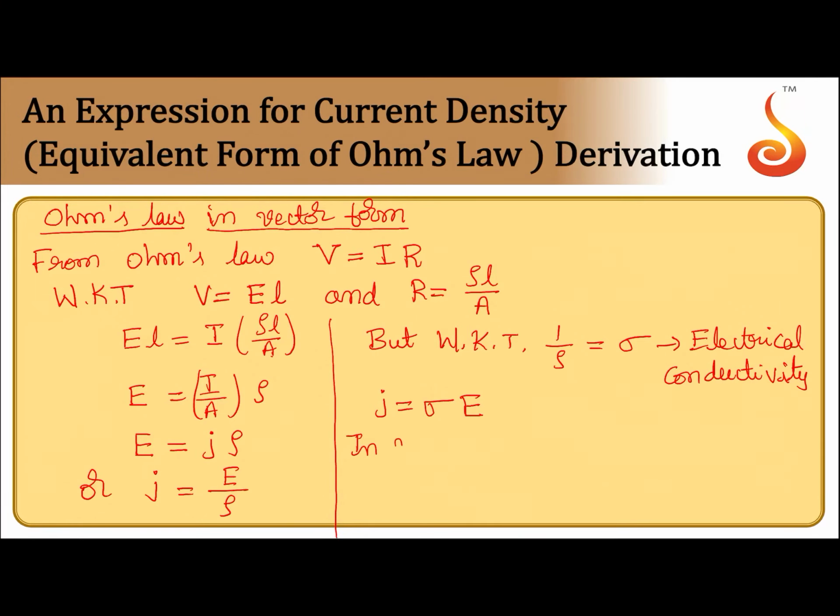So in vector form, one can write it as J is equal to sigma into E. Both J and E are vectors, and they will be in the same direction. Whatever the direction of the electric field, the same will be the direction of current density. So this equation J is equal to sigma E is called Ohm's law in vector form.